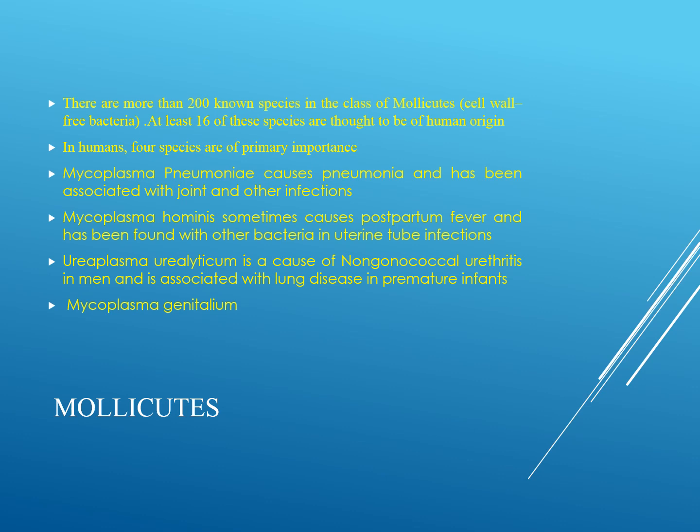In humans, four species are primarily medically important: Mycoplasma pneumoniae, which causes pneumonia and has been associated with joint and other infections; Mycoplasma hominis, which sometimes causes postpartum fever and has been found with other bacteria in uterine tube infection; Ureaplasma urealyticum, which causes non-gonococcal urethritis in men and is also associated with lung disease in premature infants; and Mycoplasma genitalium, which also causes non-gonococcal urethritis and is sexually transmitted.